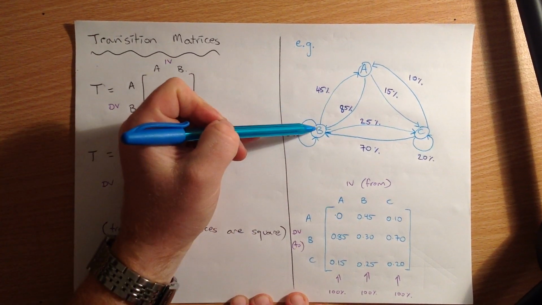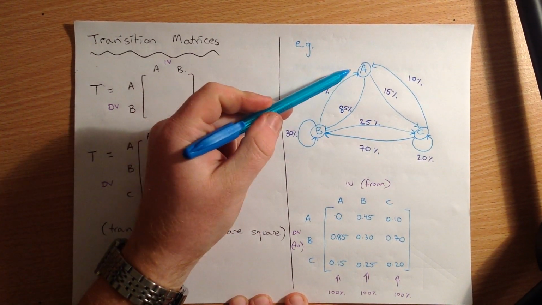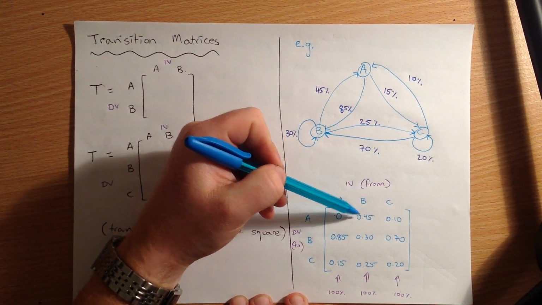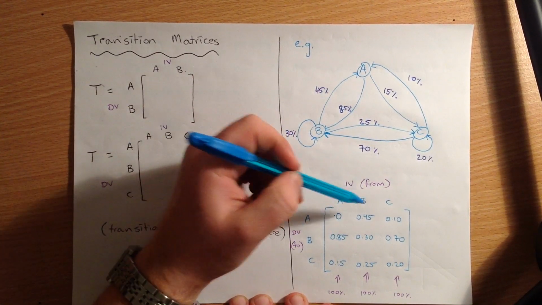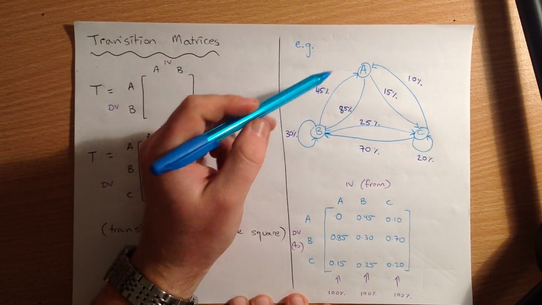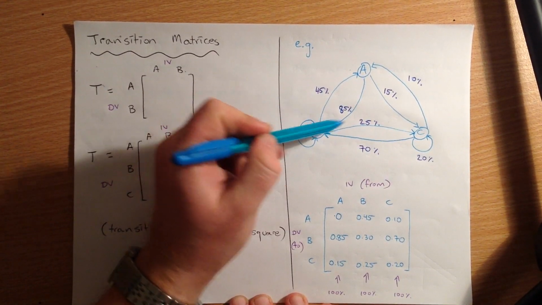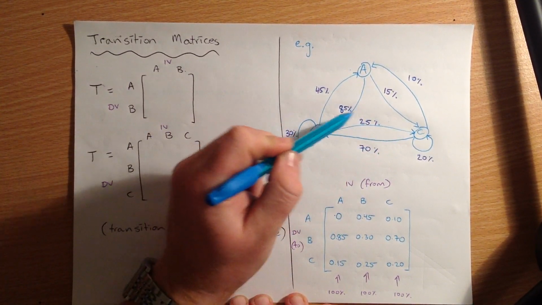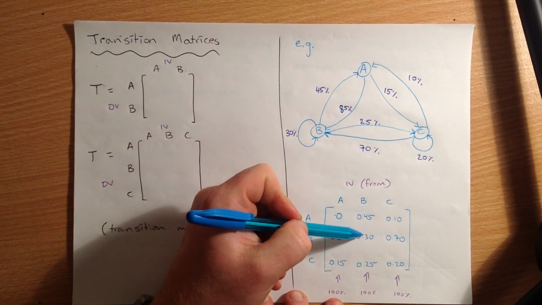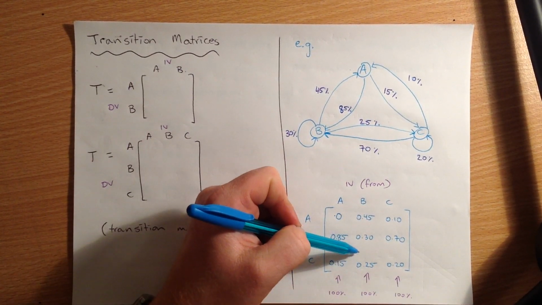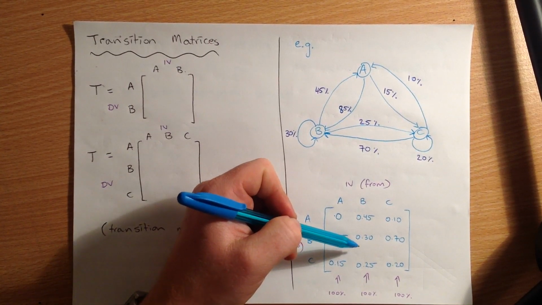So from B, there is 45% that go to A, 0.45. There are 30% that go back to B, and then from B to C, there should be 25%. B across to C, there's my 25% going from B to C, so 0.25. We can check 0.45 plus 0.3 plus 0.25, pop that in the calculator, equals 1, so 100%.